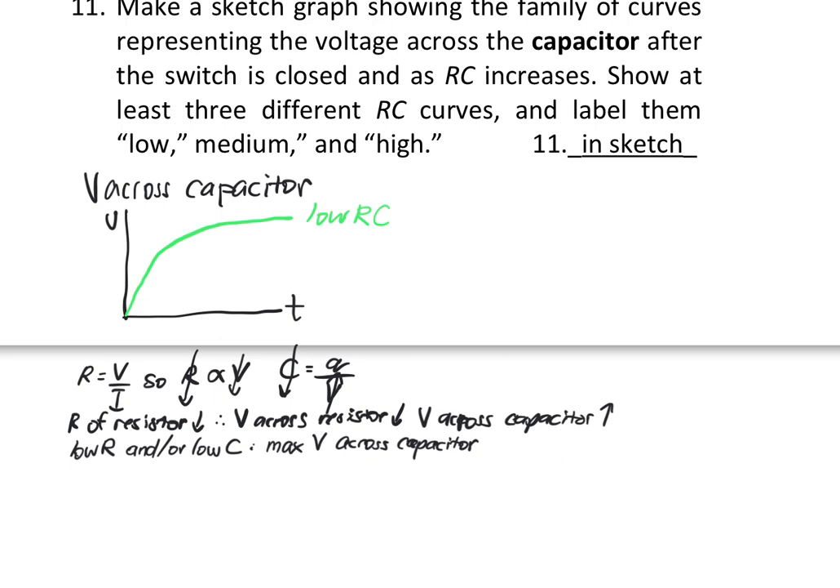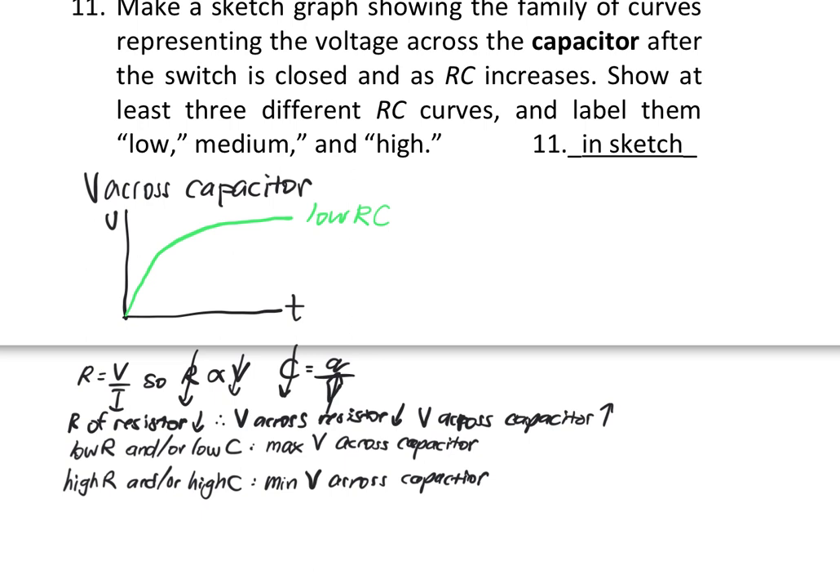Now, if your resistor value is a high resistance and or your capacitor is a high capacitance, then that's going to be a minimum voltage across the capacitor. So that curve would look like this. There would be less voltage across the capacitor. If you had a high value resistor, it would take more of the share of the voltage, leaving less of the share of the voltage for the capacitor. Also, if your capacitance were high, since C equals Q over V, if C increases, then the voltage across the capacitor for the same level of charge decreases. So for both of those reasons, a high RC is going to be minimum voltage across the capacitor.